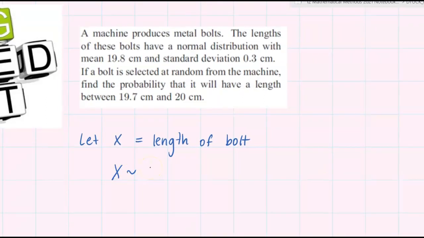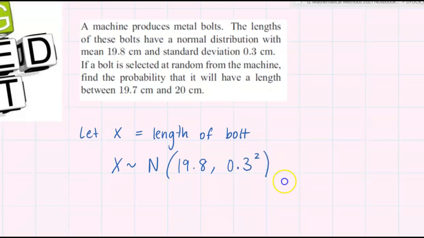How do I say that it's normally distributed? Good, capital N. Open brackets. The first variable in the brackets is mu. What does mu represent? The mean. What's the mean? 19.8, and it is the average. Good. The standard deviation. Does the standard deviation go in the next bit? No. Standard deviation squared, also known as the variance.